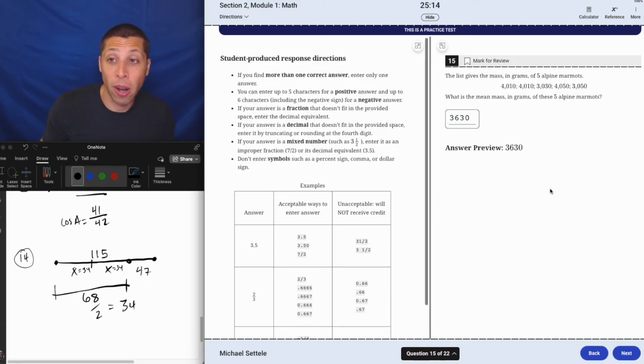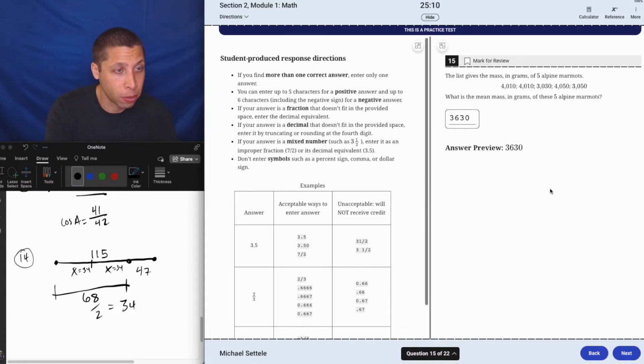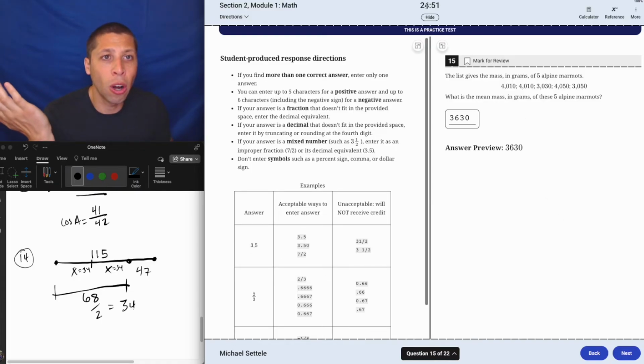3630. And guess what? We're going to do it again, because it's possible, especially with this calculator, that sometimes the buttons don't register. We're going to do it backwards: 3050 plus 4050 plus 3030 plus 4010 plus 4010, divided by 5. 3630. Boom.